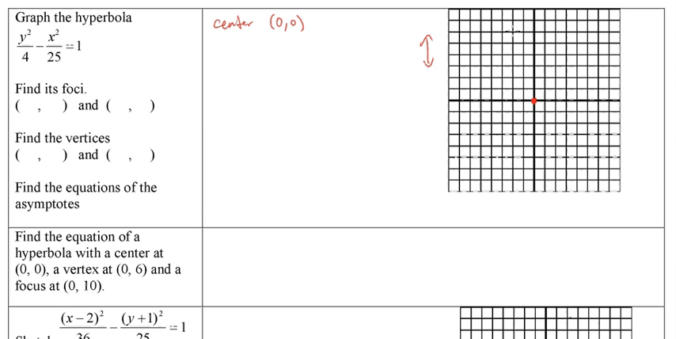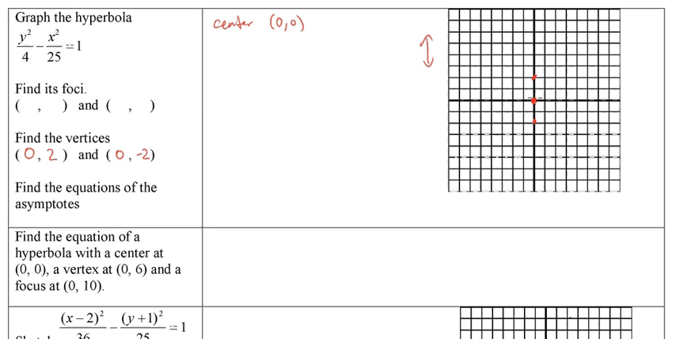And so our vertices are going to be at the square root of 4 above and below the center. So plus 2 and minus 2. There's our foci. 0, negative 2, and 0, 2. Oop, not our foci. Those are our vertices. 0, 2, and 0, negative 2.